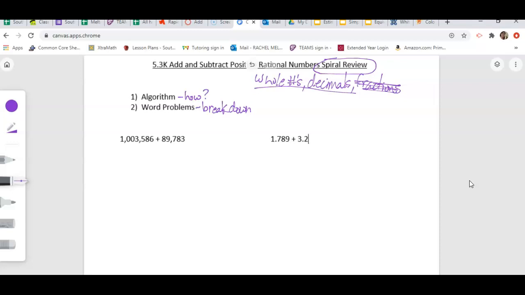So first I have 1,003,586, and I want to add 89,783. So I see that both of them are whole numbers. The important part about adding whole numbers is to make sure that I have the same place values lined up. So this goes to the million spot, but this is only the 10,000 spot. This right here is the 10,000 spot. So I can't write them like this. This is a common mistake.